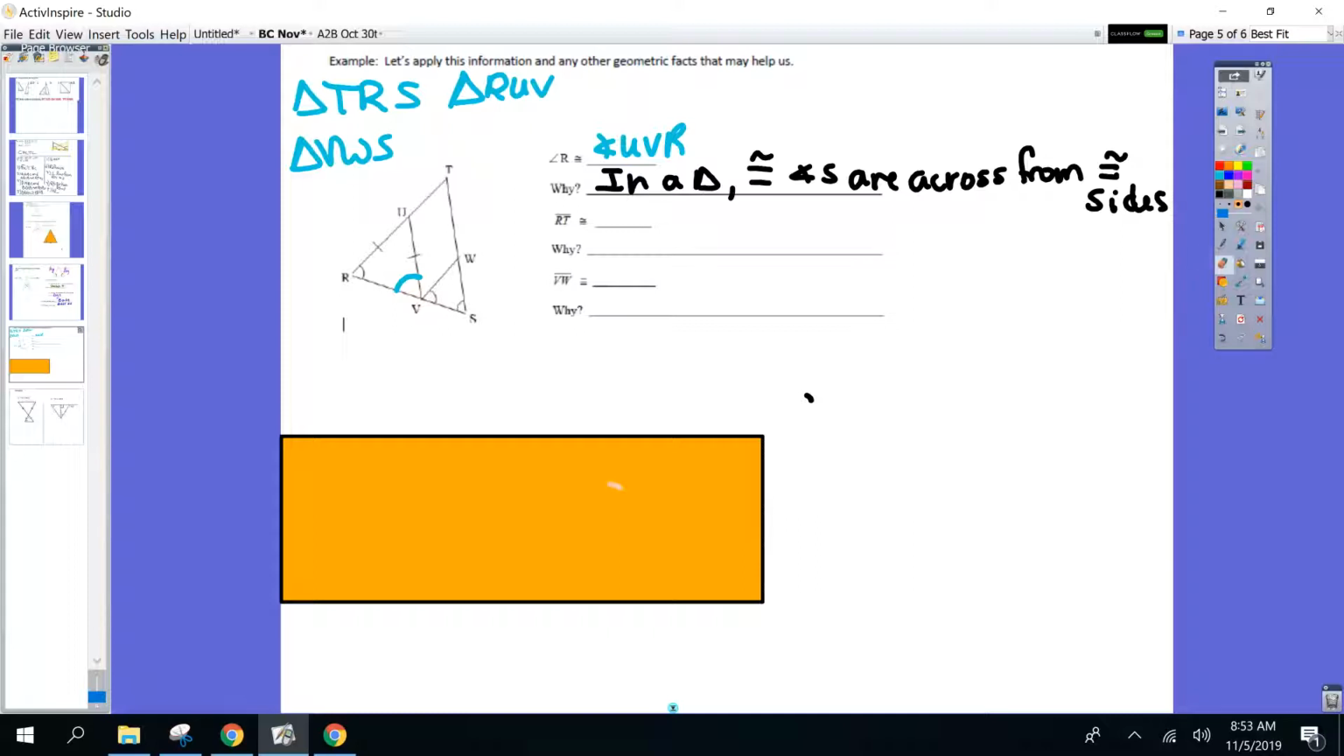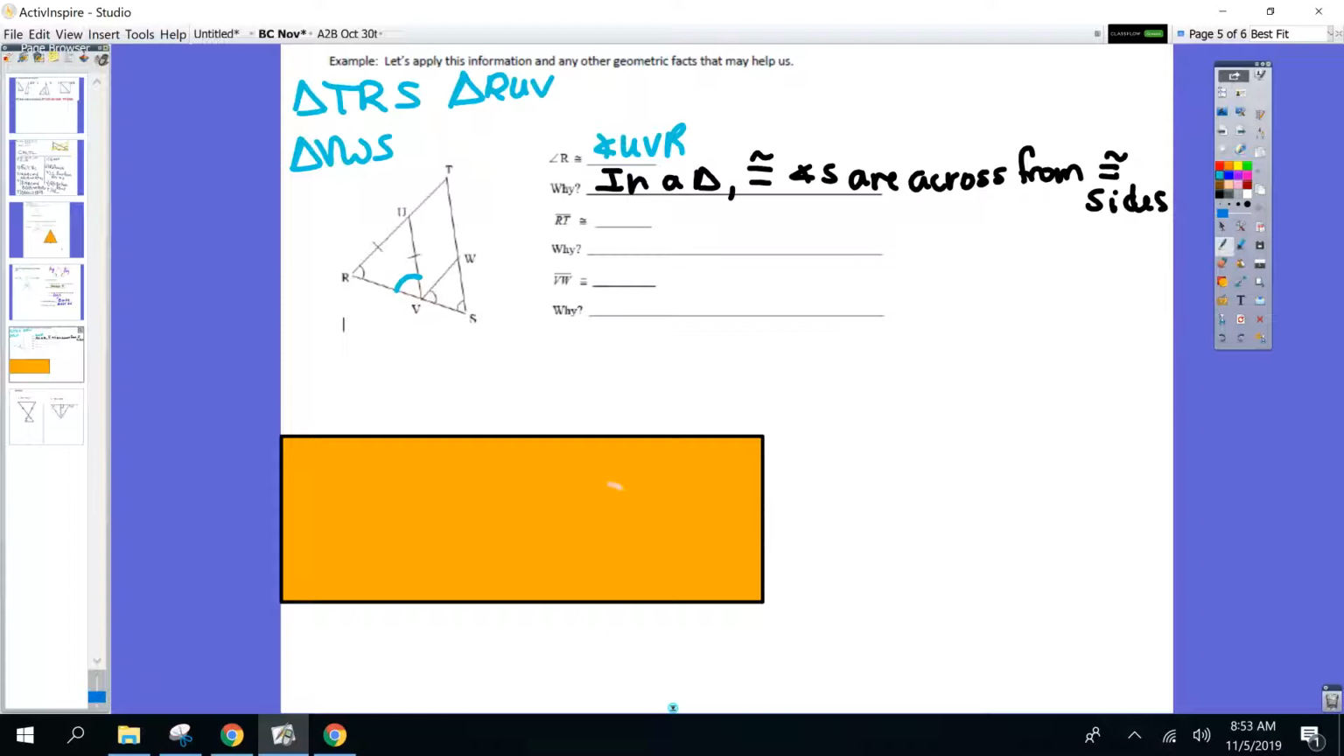And usually I get the argument, do we have to write in a triangle? Yeah, you do, because this doesn't work for like a 4-sided figure, a 5-sided figure. It only works in a triangle. All right. Keep rolling here.